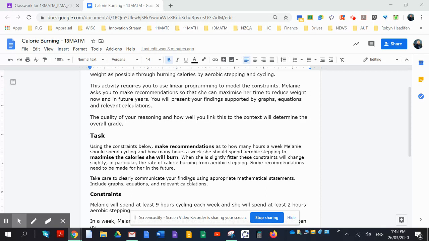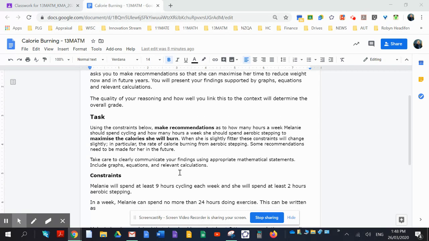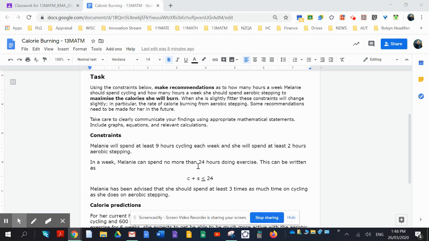Now, you will see the task is requiring you to make recommendations as to how many hours a week Melanie should spend on doing either cycling or the aerobic stepping to maximize the calories she will burn. One of the constraints is given to you here, which is quite nice.